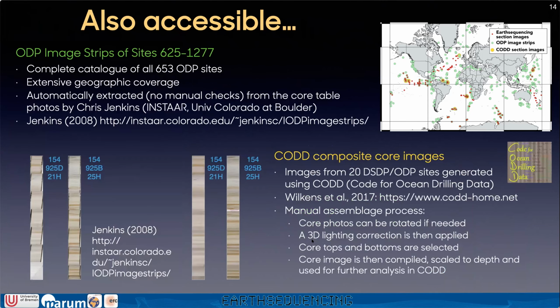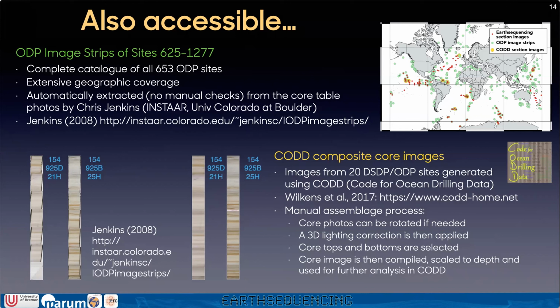Thanks. So the other 2 data sets that are included and accessible through this software are the ODP image strips, which were automatically extracted from core table photos by Chris Jenkins. A bit more information about that project is available through that link there. Now the fantastic aspect of this is that it's a complete catalogue of all ODP sites, so that represents extensive geographic coverage, over 600 sites there.